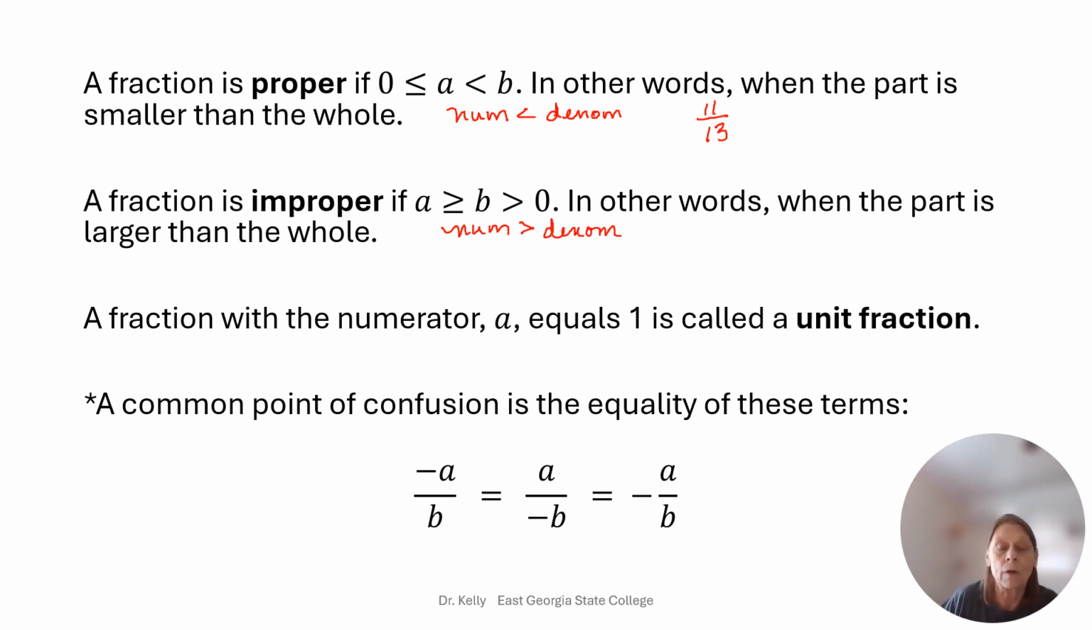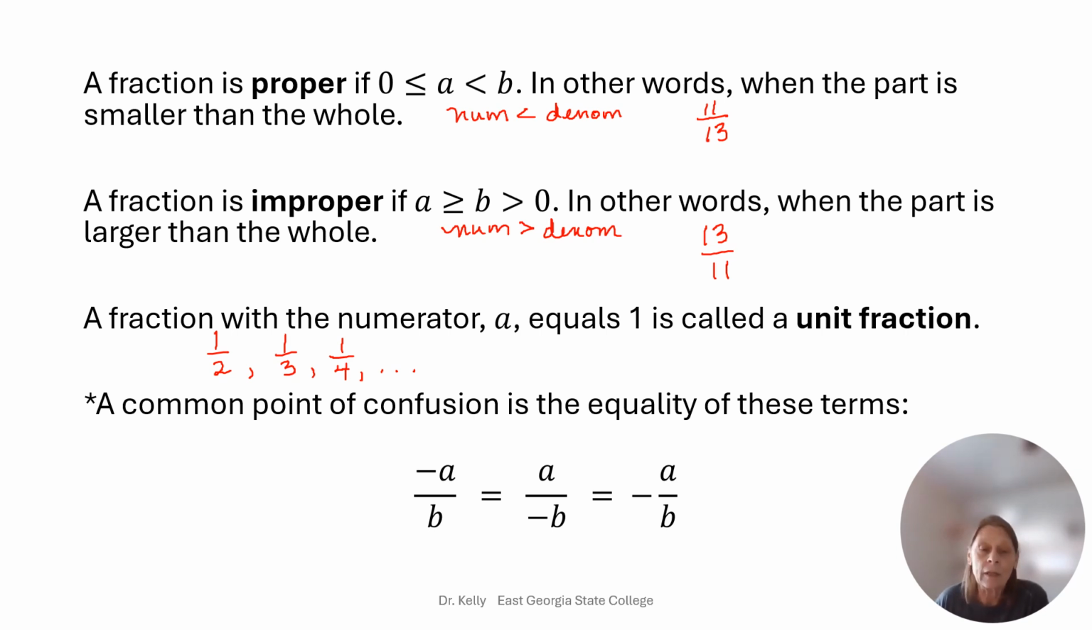An improper fraction happens when the numerator is greater than the denominator. An example of that would be, say, 13/11, numerator being greater than the denominator. A fraction that has a numerator that's always 1 is considered a unit fraction. So every denominator has its own unit fraction. The unit fraction for 2 is 1/2, for 3 is 1/3, for 4 is 1/4, and so forth. As you can see, every single denominator has its own unit fraction.